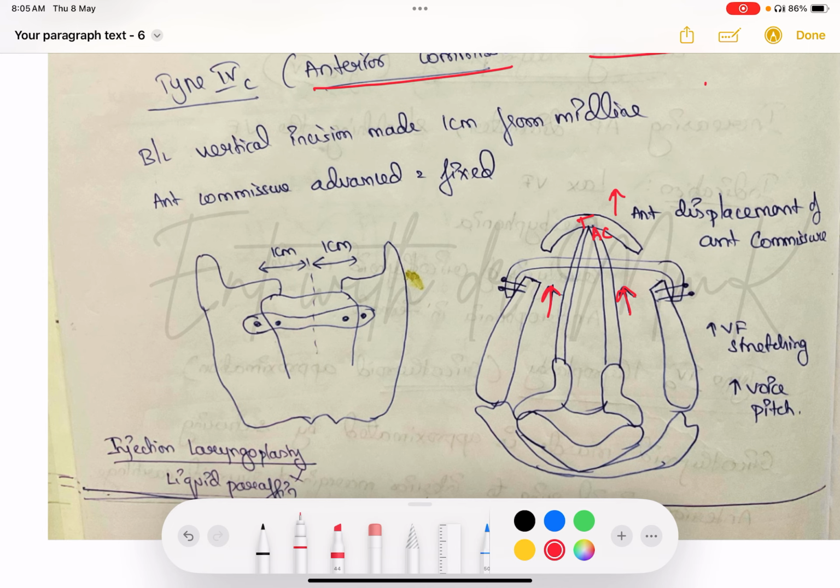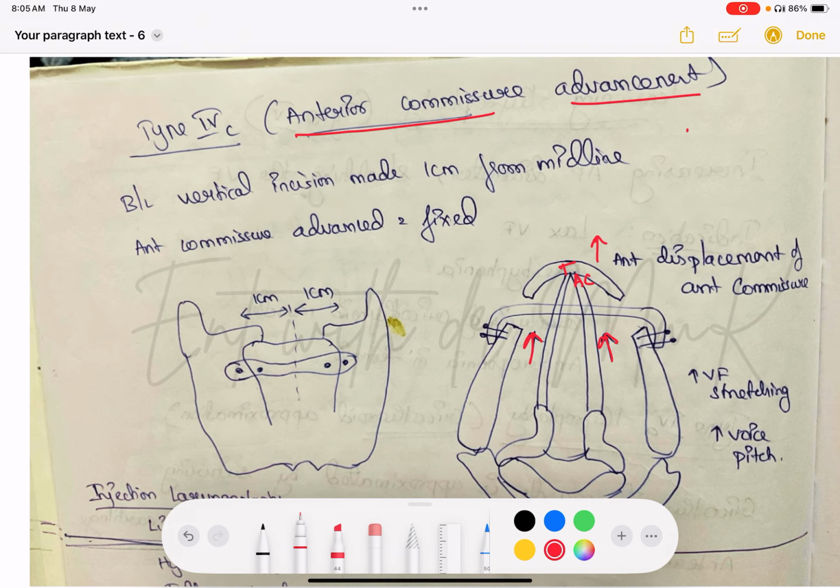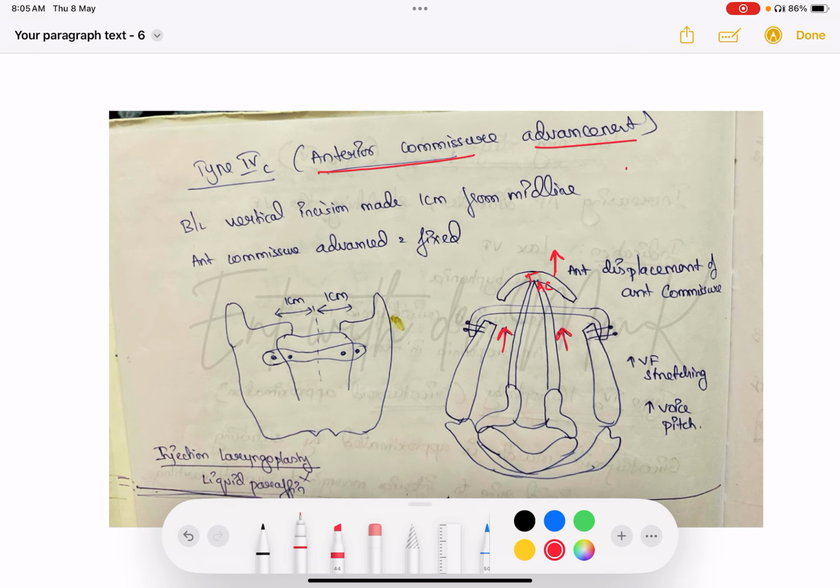Okay, this is just opposite to type 3 thyroplasty. In type 3, the anterior commissure was pushed posteriorly. Here it is pulled anteriorly. Okay, this will lead to an increase in the length of the vocal cord. Hence, once the length increases, the pitch will increase. Okay, thank you so much.